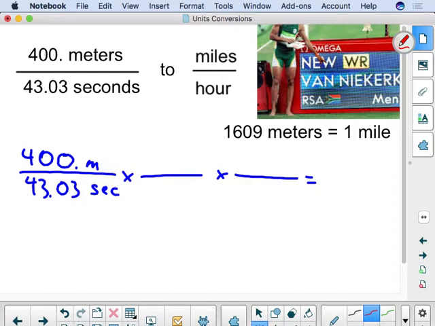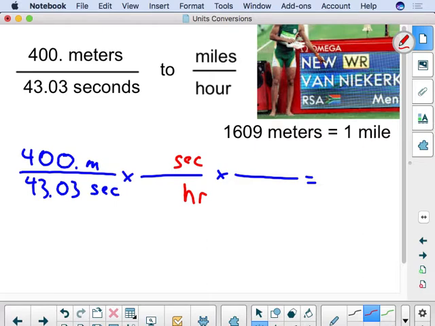Let's set up one of my conversions. What's one of the two things I'm going to put in? Seconds to hours. What's going to go where? Which one's going to go on the top, and which one on the bottom? Seconds on the top, hours on the bottom.